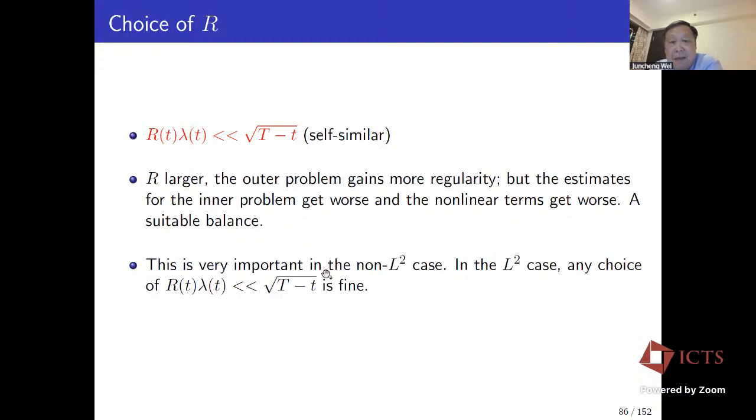Okay, and this is very important in the non-L2 case. In fact, in the non-L2 case, the choice of r is actually the most difficult part, one of the most difficulties. Now in the L2 case, any r with this will be fine. So today I will only choose r to be finite, independent of time, but fixed and large, just to do the proof.